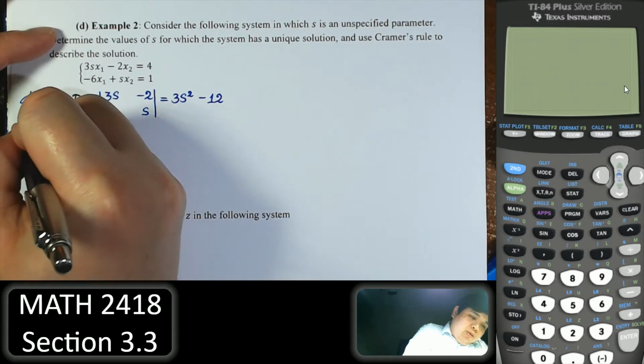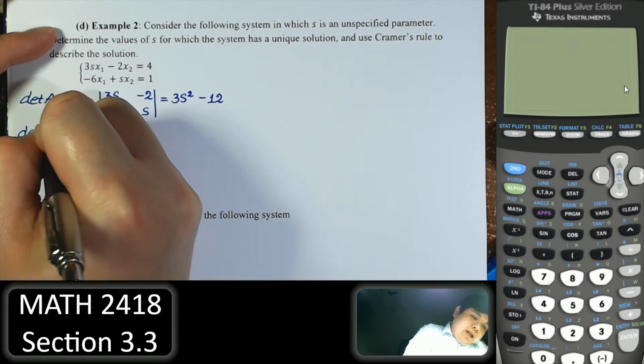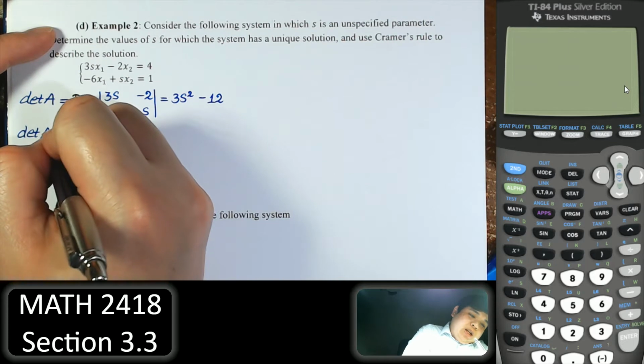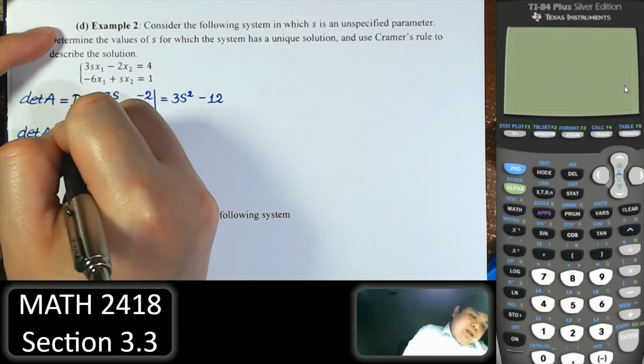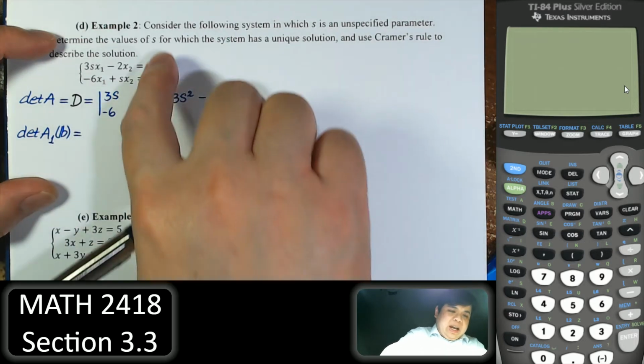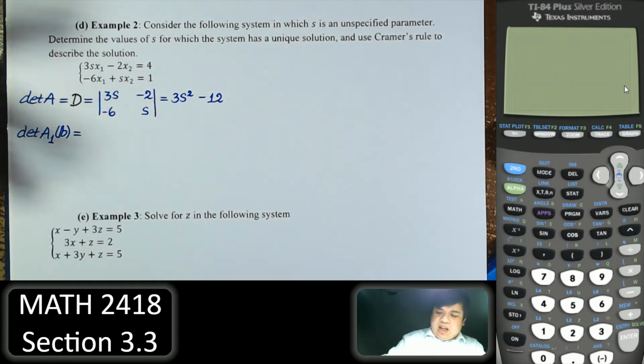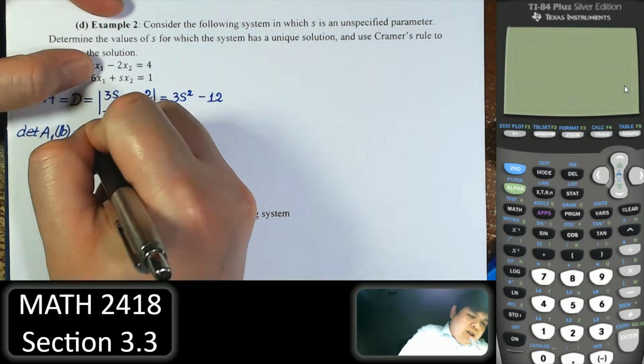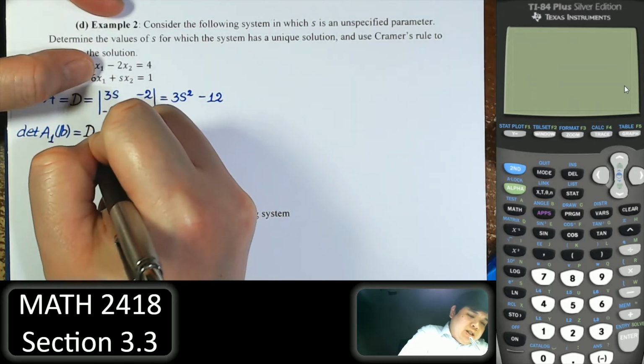Next, we find determinant a. Now, if we have x1, x2, we can use the subscript. Of course, I can write 4 and 1 in this case, but that is rather confusing. I just write d1. It will be much better.